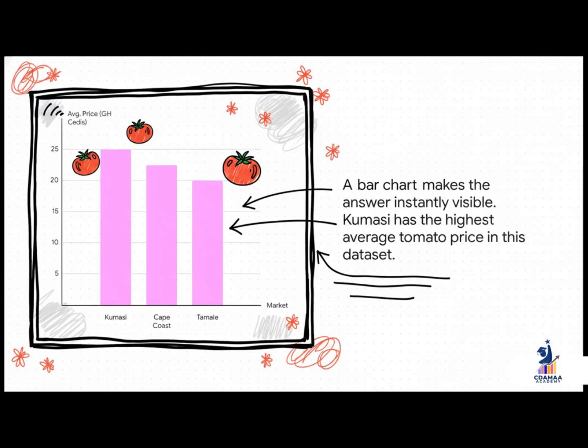And finally, we get the visual payoff. We take that little summary table and turn it into a simple bar chart. And immediately, the answer to our question just jumps off the page. The chart makes it totally obvious that Kumasi has the highest average tomato price in this dataset. It's clear, it's direct, and anyone can understand it in a second.